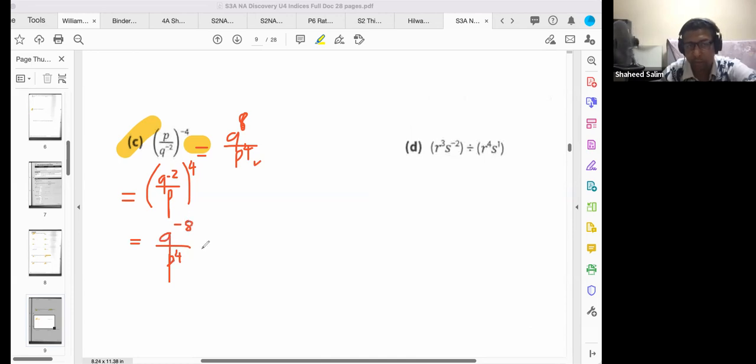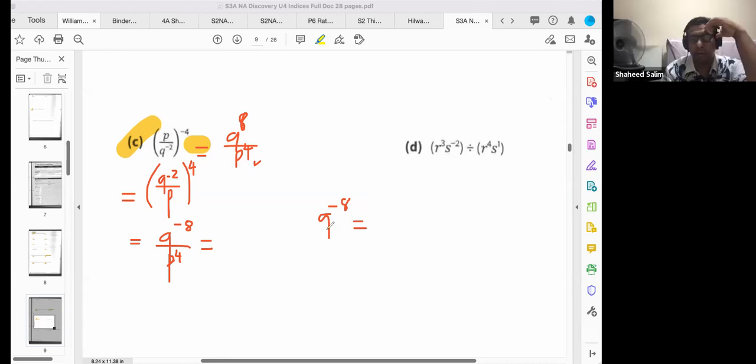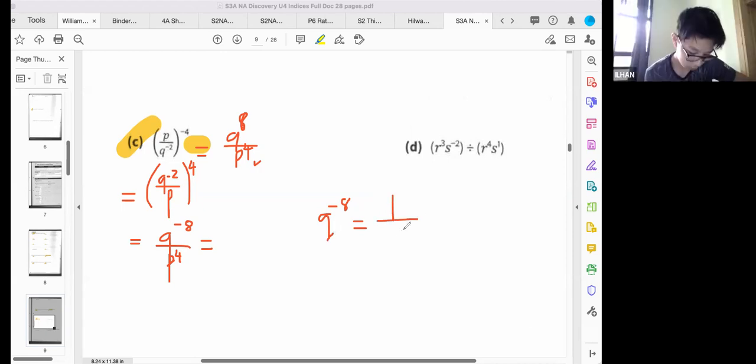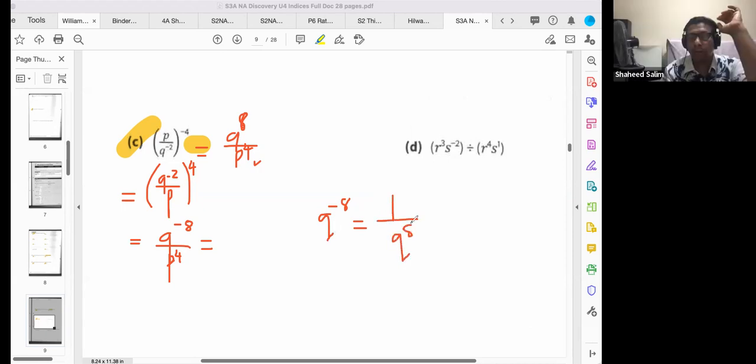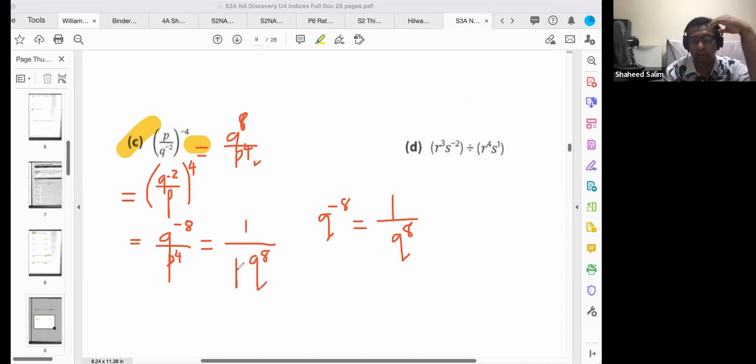And they want it to be positive. So now I'm going to do the flip. Q to the power minus 8 is equal to what? You just put 1 over Q8. Good. So you don't bring the P up. So your answer will be what? 1 over Q8. But what about the P? Also leave the P there, P4.